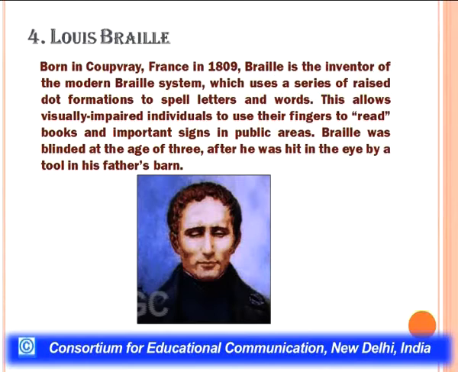Louis Braille, you all would have heard his name, the famous man who invented the Braille system. The inventor of Braille. Born in France in 1819, Braille is the inventor of the modern Braille system, which uses a series of raised dot formations to spell letters and words. This allows visually impaired individuals to use their fingers to read books and important signs in public areas. Braille was blinded at the age of 3 after he was hit in the eye by a tool in his father's barn.